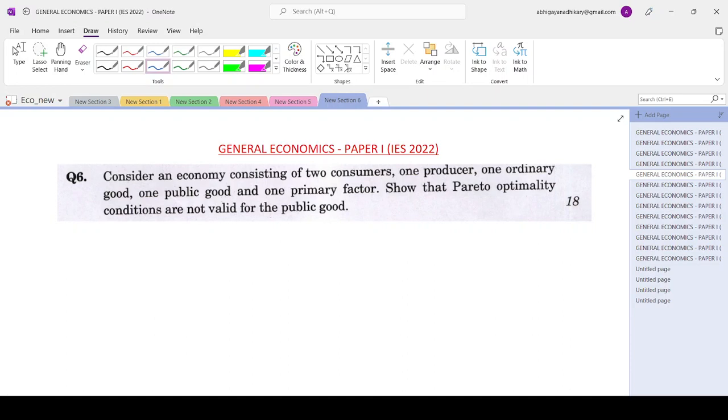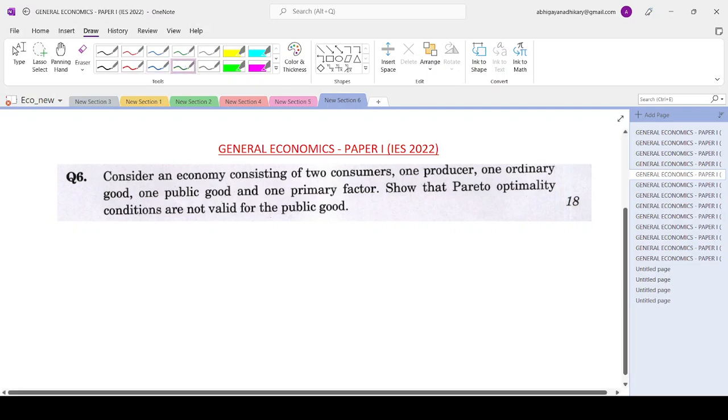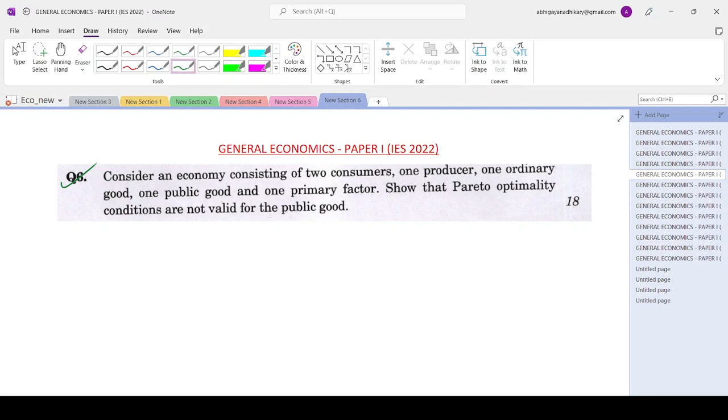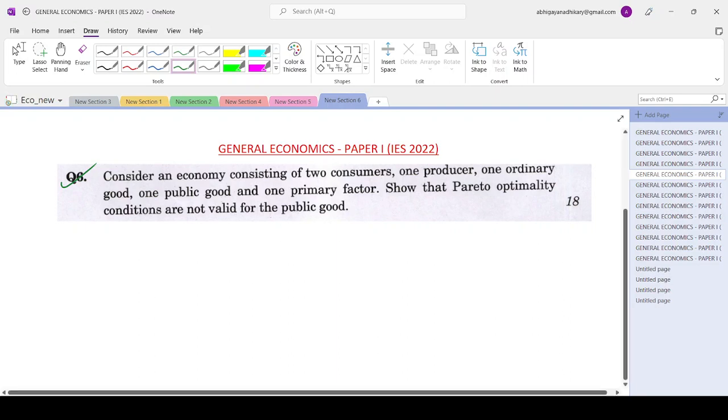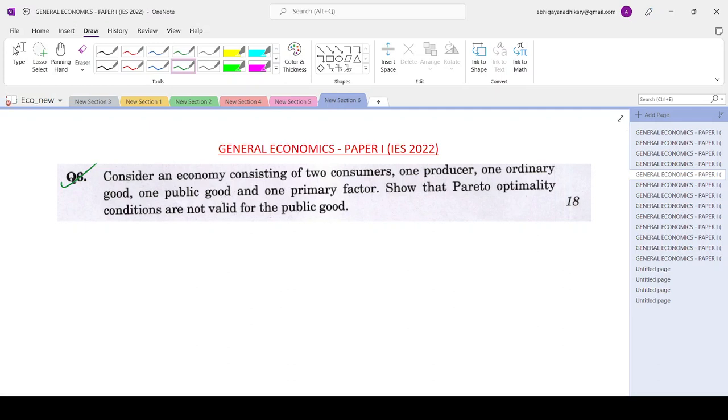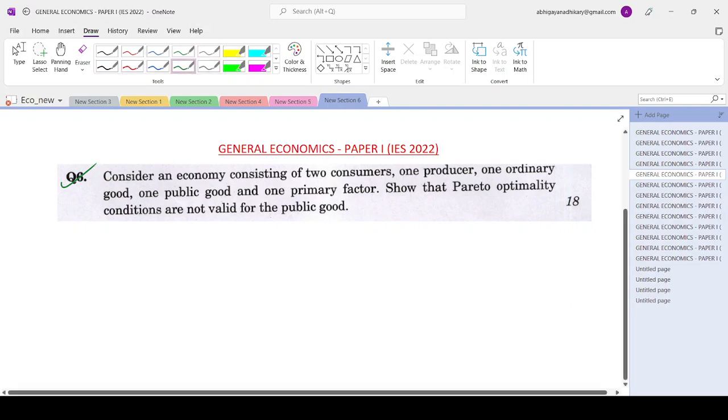Today we are looking at the General Economics Paper 1 of IES 2022 and at question number 6. Consider an economy consisting of two consumers, one producer, one ordinary good, one public good, and one primary factor. Show the Pareto optimality conditions are not valid for the public good. Let us just have the setup first.